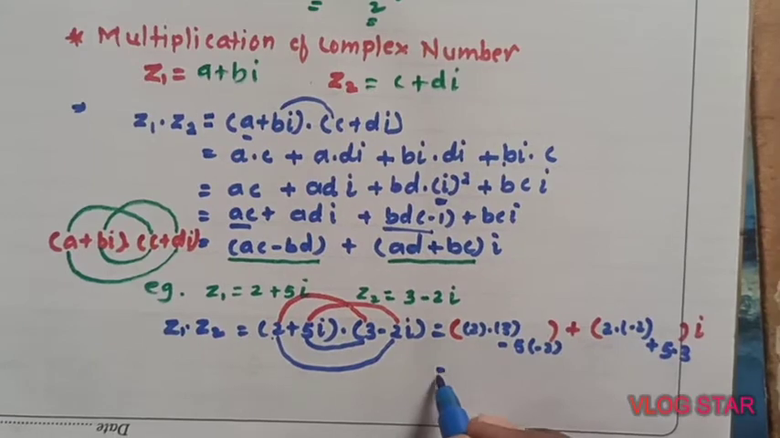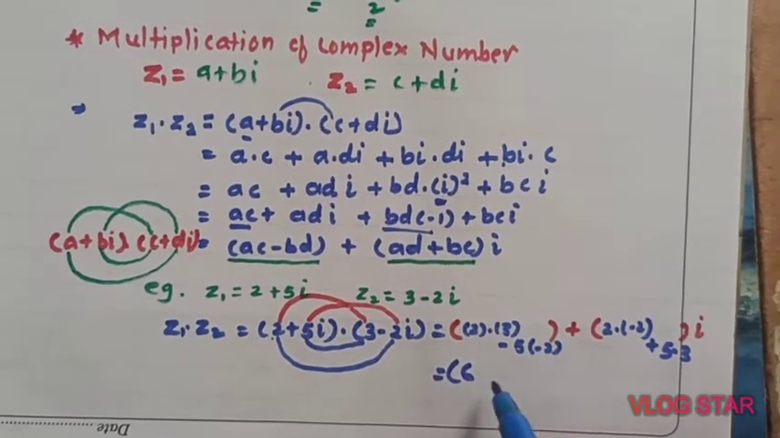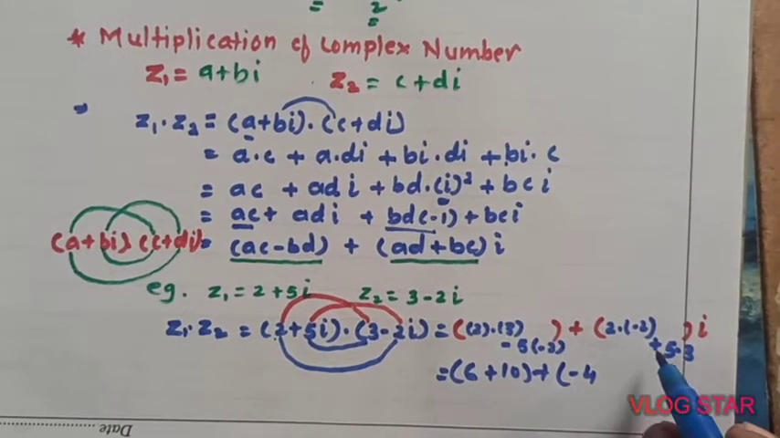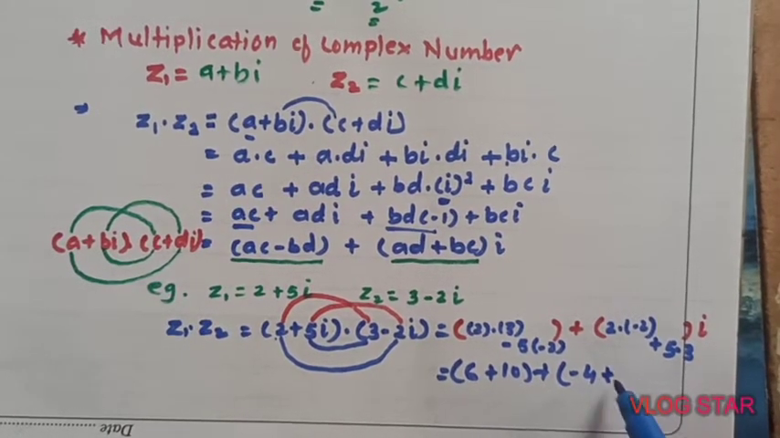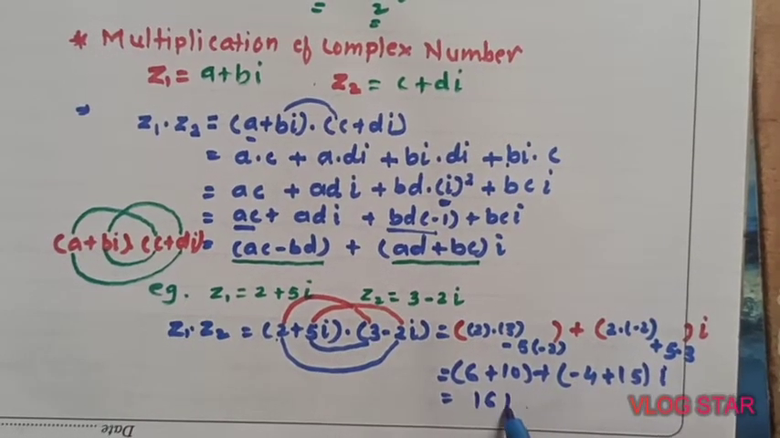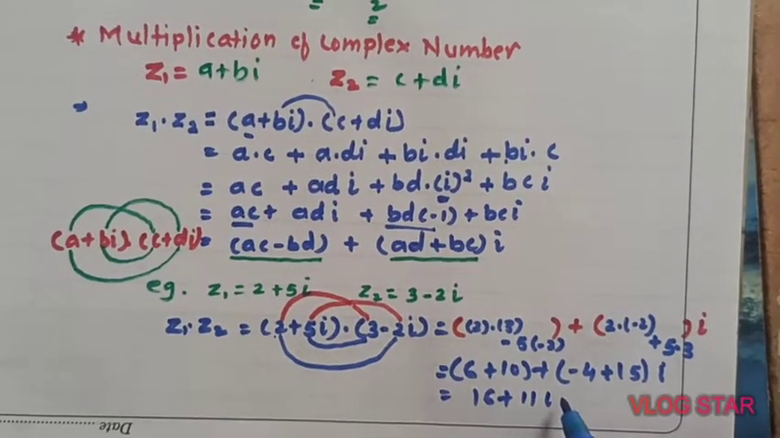So what is the final answer here? 2 3s are 6, negative of negative plus 10, so 16. 2 2s are 4, negative 4, and 5 into 3 is 15. So the final answer is 16 plus 11i.